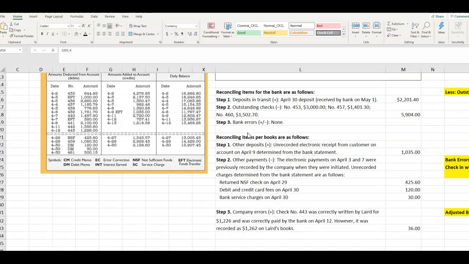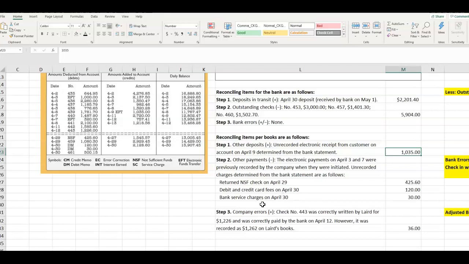Down below, when it's reconciling items for our books, those are things we have to record on our books. One is this $1,035. That's the EFT over here, $1,035 on 4/9. So we're going to record that. It'll be a debit to cash and a credit to accounts receivable from a customer. NSF check, a check that was returned. Debit accounts receivable and credit cash, where somebody's check was no good when our bank got it. And then we have the debit and credit card fees of $120 and the bank service charge of $30. We're going to record those.